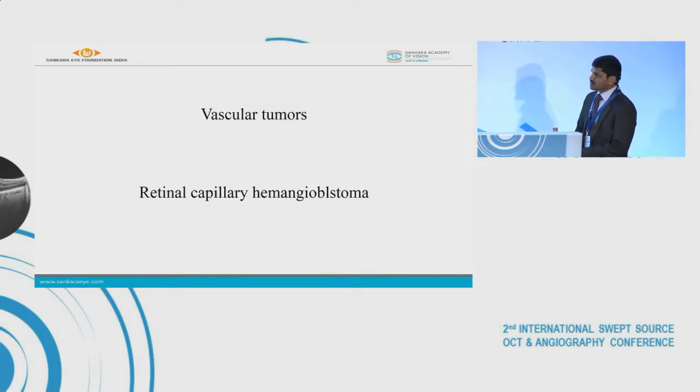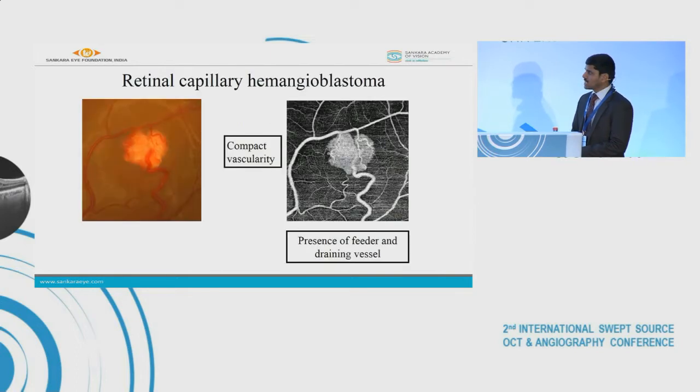So coming to the vascular tumors, the retinal capillary hemangioblastoma. This is a case of large retinal capillary hemangioblastoma in a known patient of VHL. We can see that the tumor is characterized by presence of a compact vascular signal with hardly any intervening spaces. We can see very tiny intervening spaces, but it's predominantly vascular. So it's a compact vascular signal indicating its vascular origin.